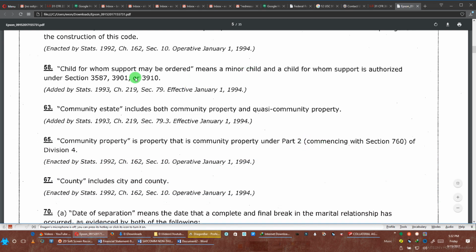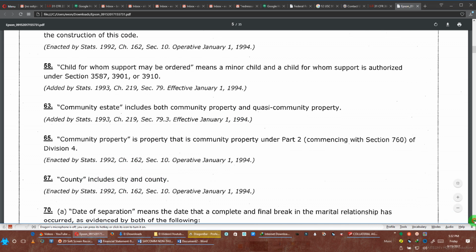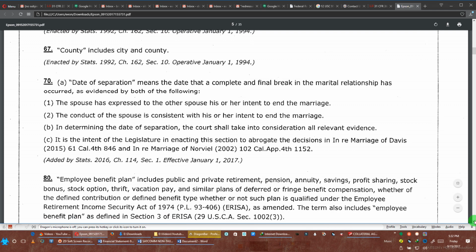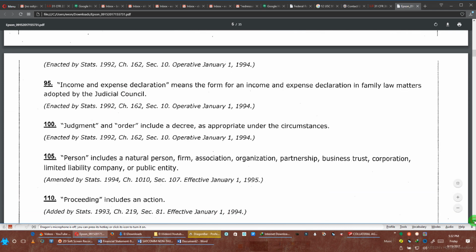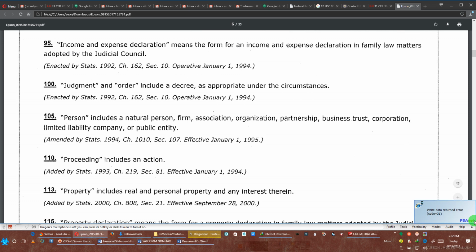A child whom support may be ordered means a minor child or a child with whom support is authorized under this section. Community estate, community property. Country includes city and country. Okay. Data separation, not concerned about data separation. Determining separation, employee benefit plan, family support, income expense declaration.